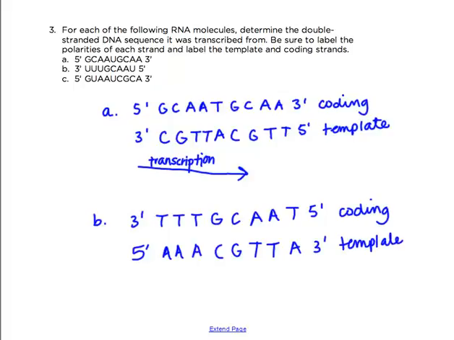Now remember again, the template strands are read from 3' to 5' by RNA polymerase, which means that transcription actually happened from right to left for this sequence.